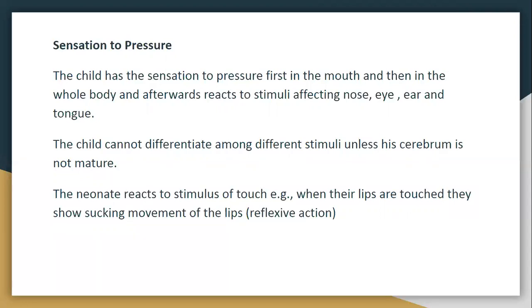The neonate reacts to the stimulus of touch when their lips are touched and they show a sucking movement of the lips, यानी कि उनका reflexive action होता है वो, because they sense the pressure on their lips, तो उनका जो reflex action है वो kick in करता है and they show a sucking movement.